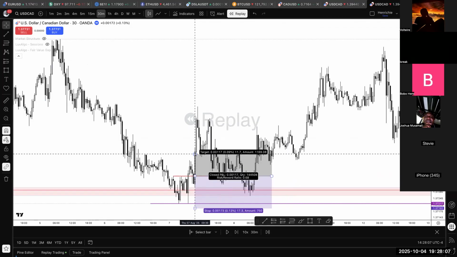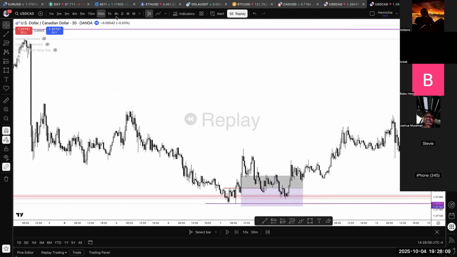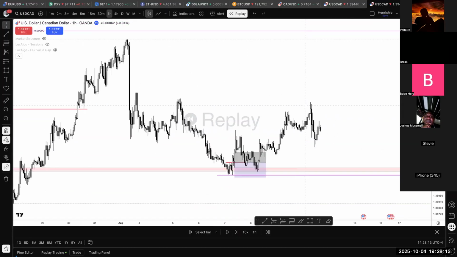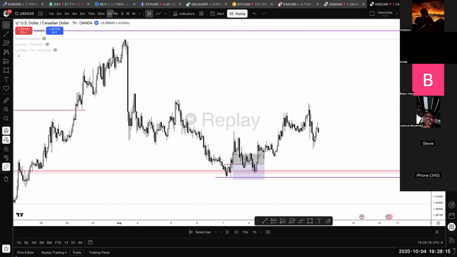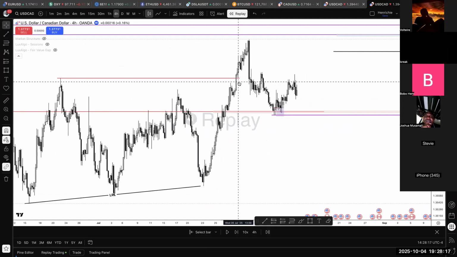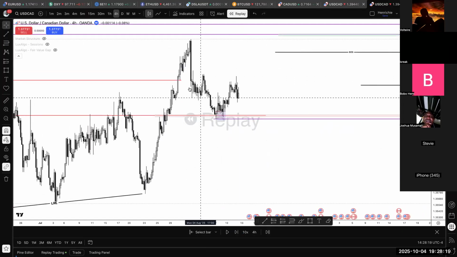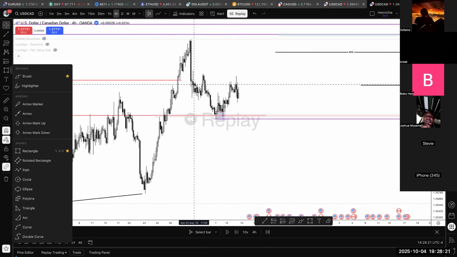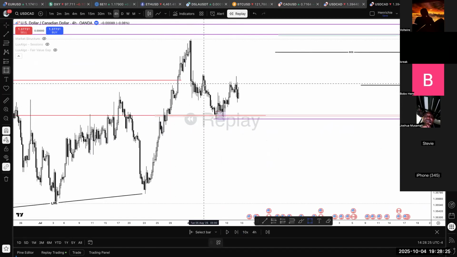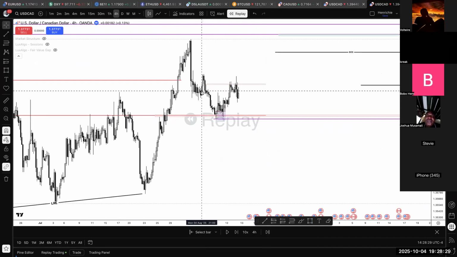So now you can see that would have been your entry. And what do you do? You look for another inefficiency you can use as your take profit. You can look for maybe a 1-hour inefficiency, or a 4-hour inefficiency, or a daily. It's entirely up to you. You can literally spend time looking for an area of interest that price will be attracted to, the drawn liquidity, the magnet that will attract price.